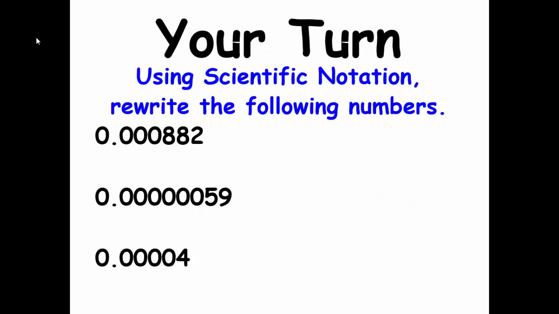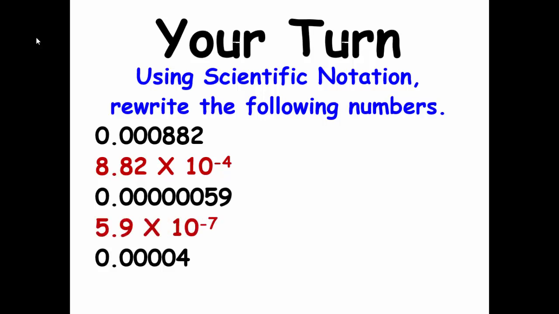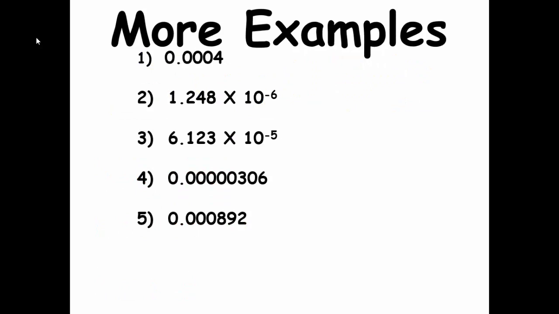So, take a moment, pause, and write the following in scientific notation. As you guys will realize, these are smaller numbers, so our exponents will be negative. The first one, we have 8 and 82/100ths times 10 to the negative 4. The second one, we have 5 and 9/10ths times 10 to the negative 7th. And lastly, we have 4 times 10 to the negative 5th.